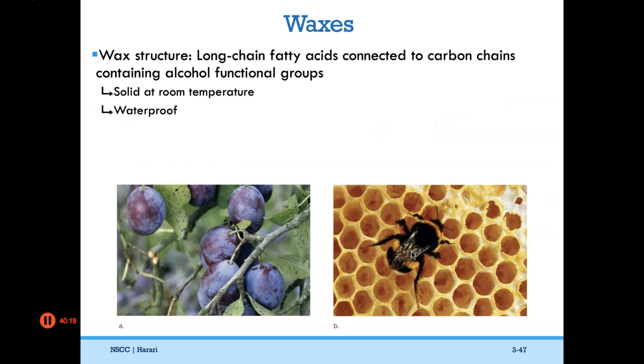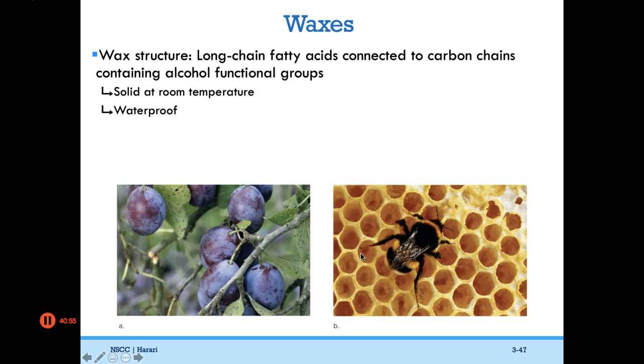Waxes are the last category of lipid we'll talk about. Waxes, again, are long chain fatty acids that are connected to carbon chains connecting alcohol functional groups. Waxes are all solid at room temperature, and they all have a waterproofing effect. In many plants, like this plum over here, the plant is covered with a waxy coating to prevent it from dehydrating and from getting desiccated. So it keeps fruits moist.